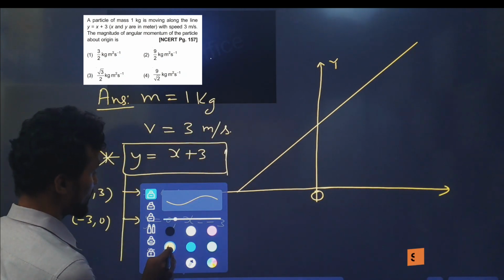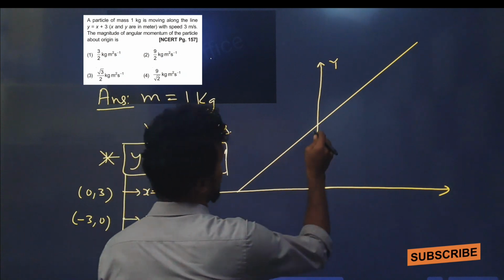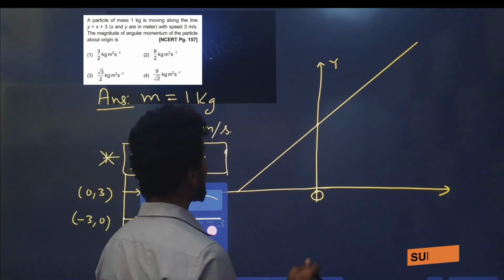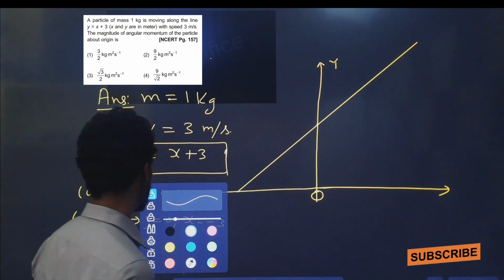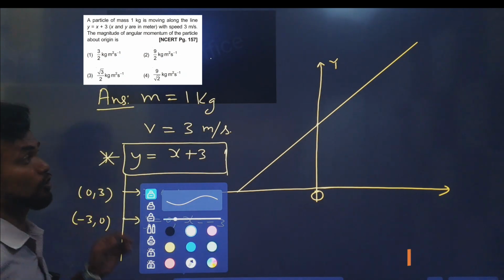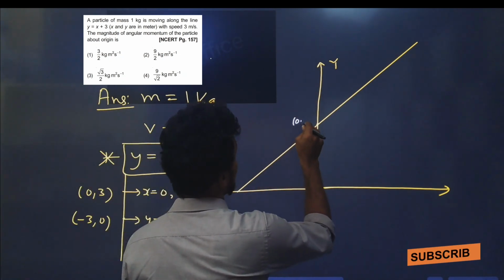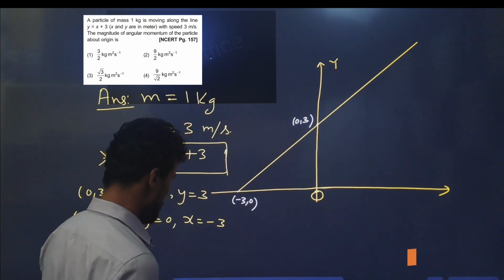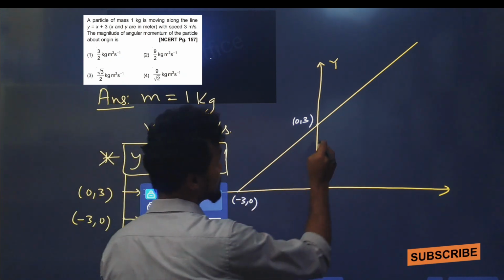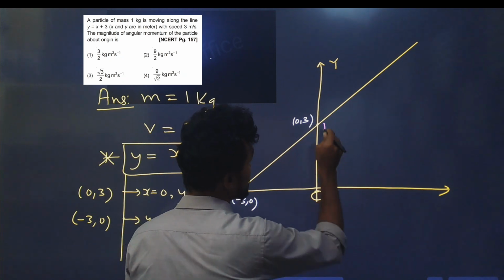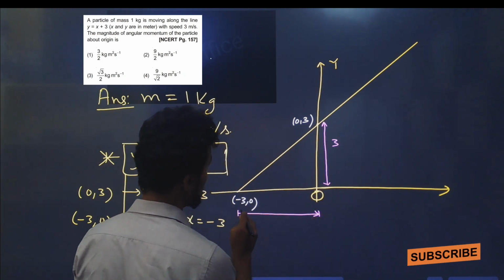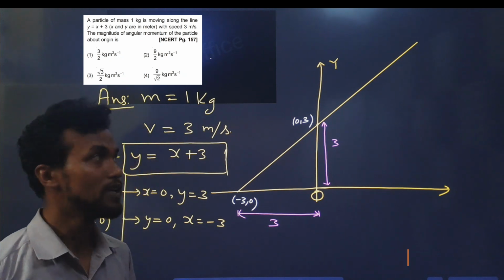Now students, after that I will write the points here. Let me change the color. So here which point is there? Just guess please. The point is (0, 3). And here, (minus 3, 0). So can you guess the distances here? This distance how much? This distance how much? This distance is 3, and this distance also is 3.